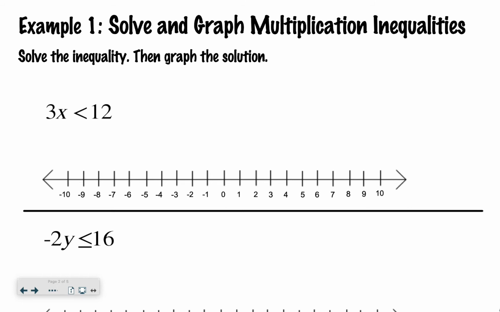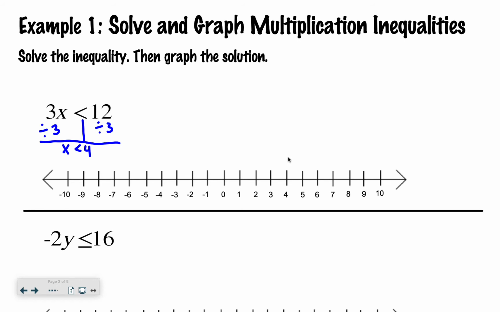So first we want to solve our inequality. If I look at this, I have 3x is less than 12. Just like when we solved equations, to undo multiplication, I would divide. So I'm going to divide both sides by 3, and I'm left with x is less than 4.